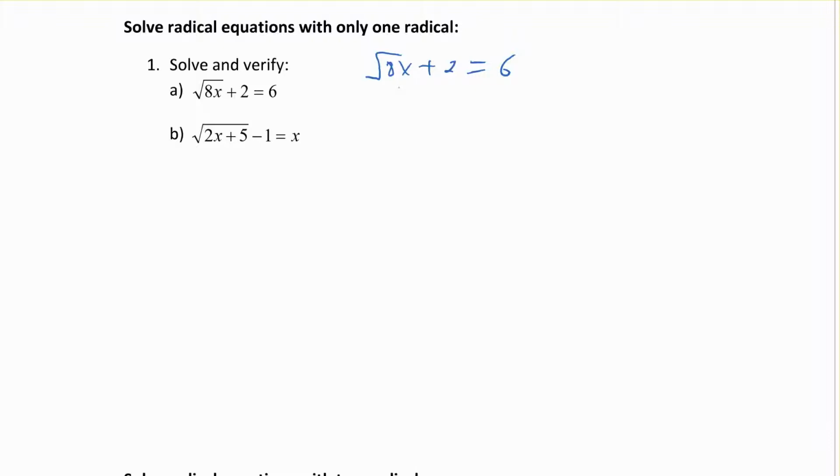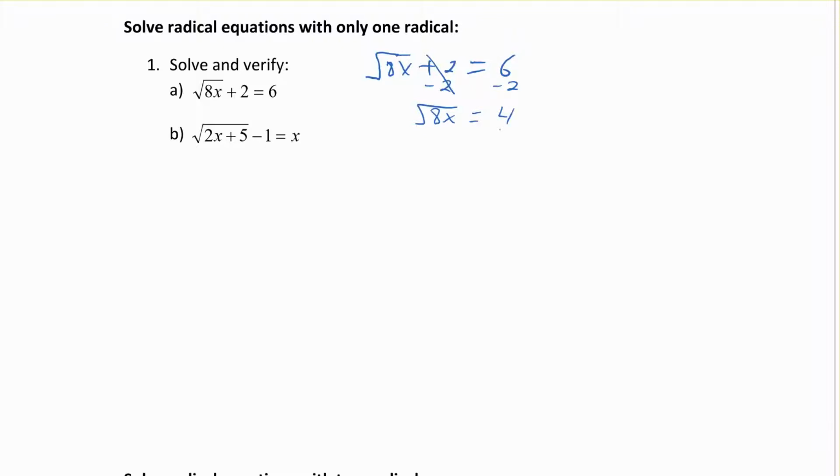But first thing I've got to do is get rid of this 2. We want to leave the square root symbol until last. That's the last thing we want to get rid of. We don't want anything hanging off the side, like a minus or a plus. So we get rid of the 2 by subtracting 2 from both sides. Minus 2, those cancel, and we have 6 minus 2 on that side. So what we have left is square root of 8x is equal to 4.